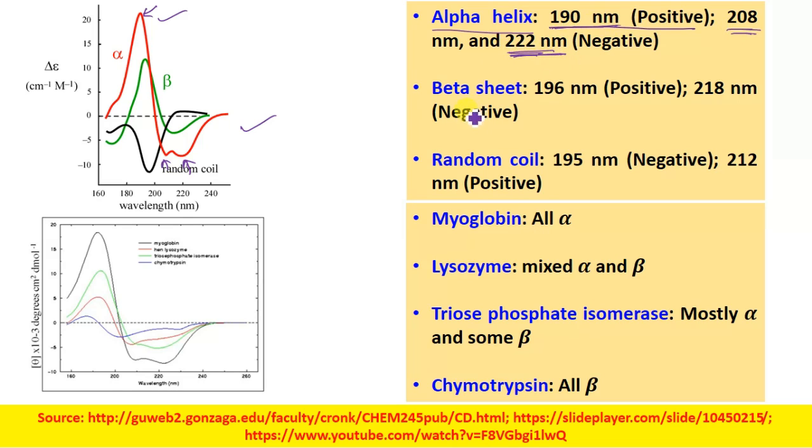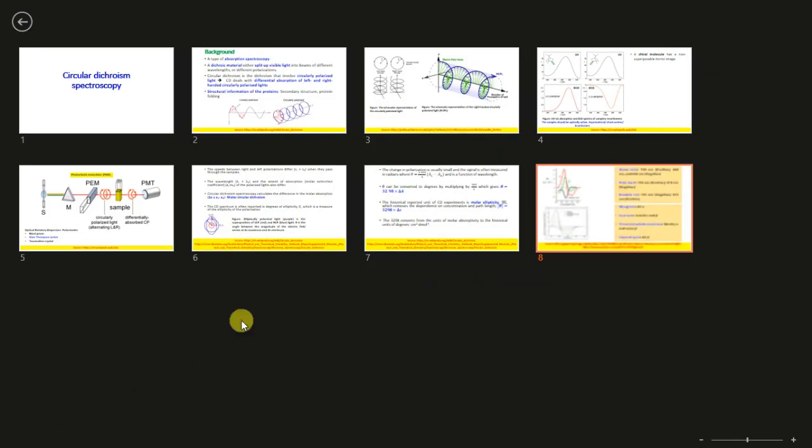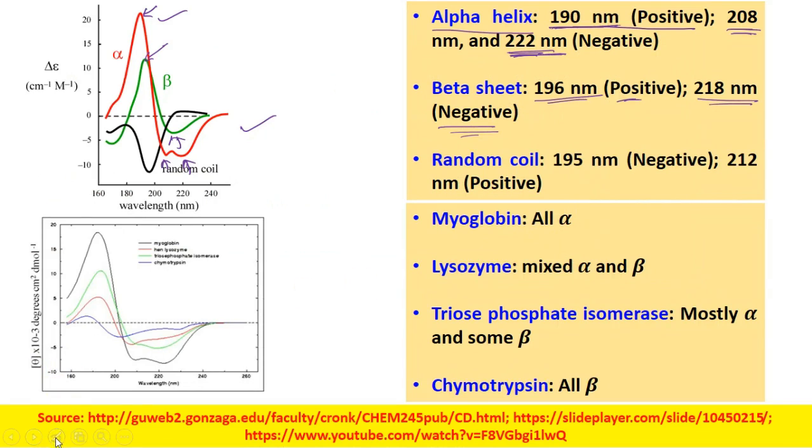In beta sheet, we have a peak at 196, which is a positive one, and then we have another peak at 218 nanometer, which is a negative peak. Then we have this random coil. In the random coil, we have a negative peak at 195, and we have a positive peak at around 212.